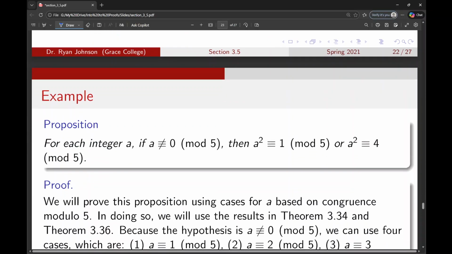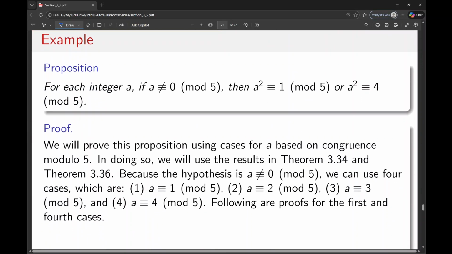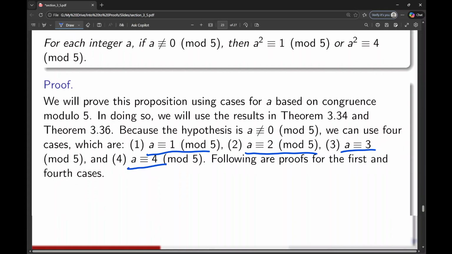Okay? All right, here's an example. For each integer a, if a is not equivalent to 0 mod 5, then a squared is equivalent to 1 mod 5, or a squared is equivalent to 4 mod 5. We're going to prove the proposition using cases. Because the hypothesis is that a is not equivalent to 0 mod 5, we can use 4 cases: a is equivalent to 1, or 2, or 3, or 4, because we don't have to worry about a equivalent to 0. I'm going to show you 2 of the cases, but not all of them.